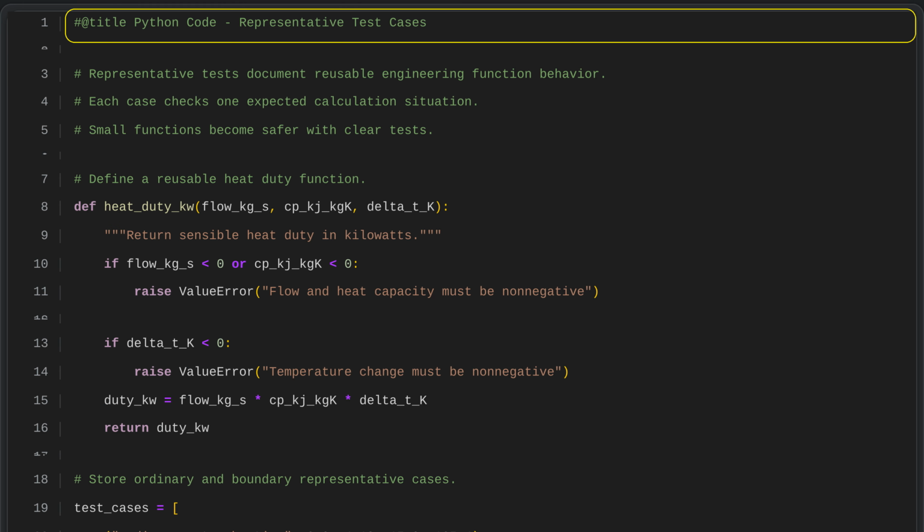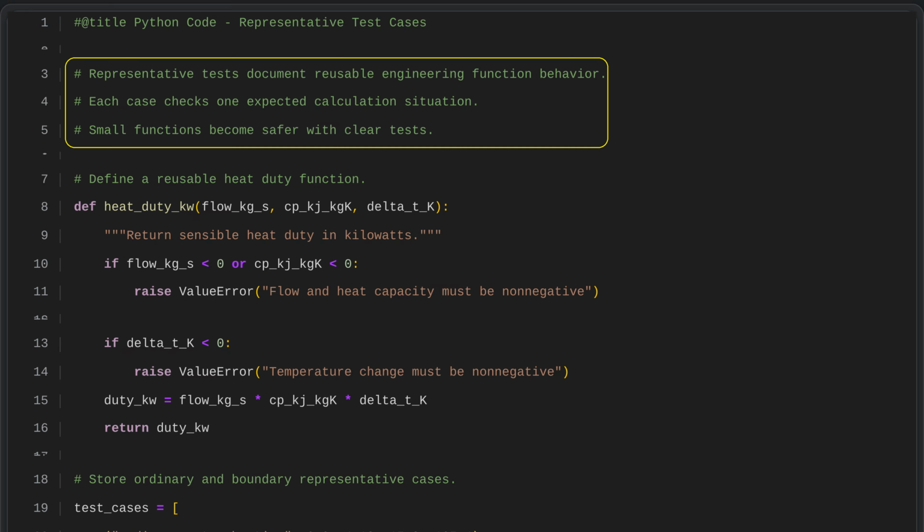Python code. Representative test cases. Representative tests capture reusable engineering behavior by checking key calculation cases. Clear tests make even small functions safer and easier to trust.